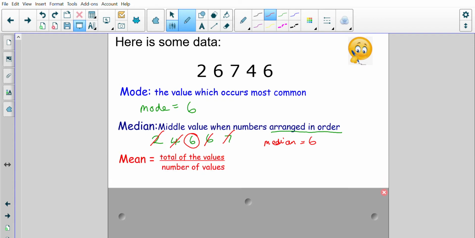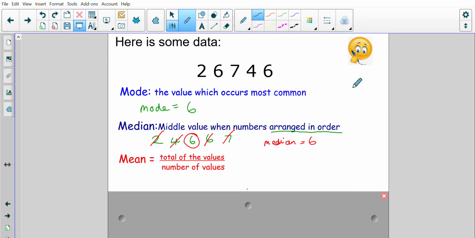The final type of average we can have is the mean. And in order to find the mean, we have to add up all the values. So I'm going to add up 2 plus 6 plus 7 plus 4 plus 6. And then we're going to divide by the number of values in the data set. Well, there are 5 values in the data set, so I would divide by 5.